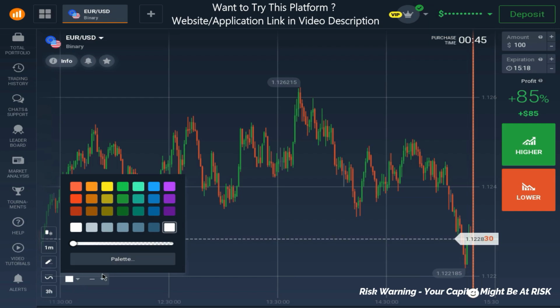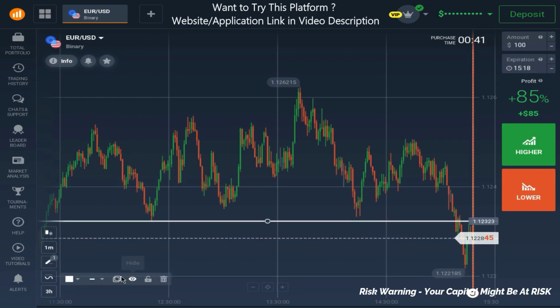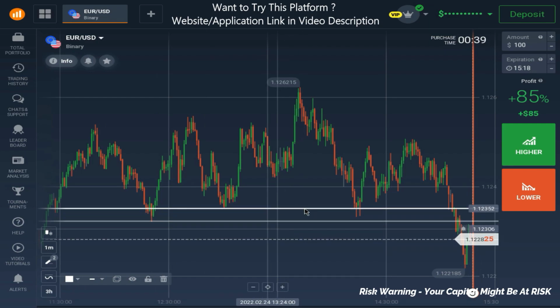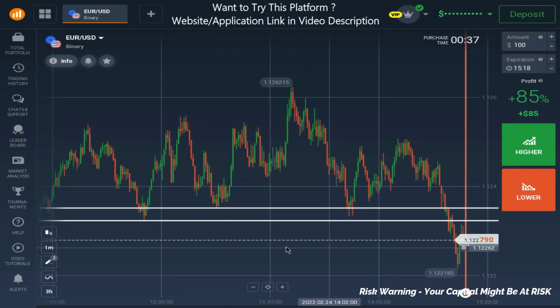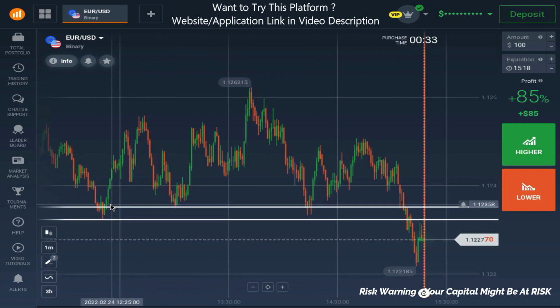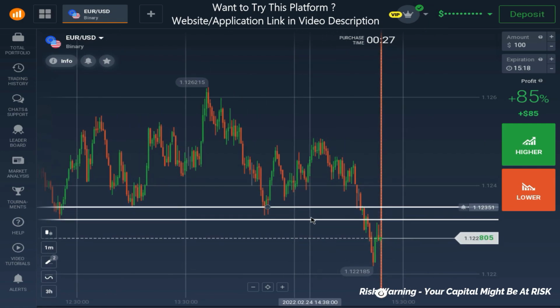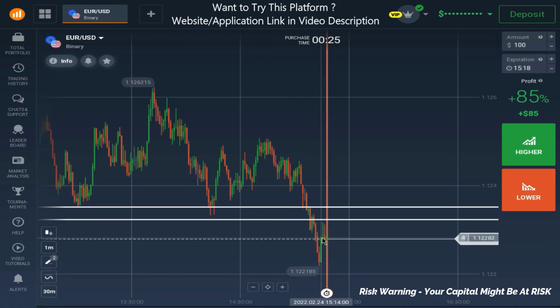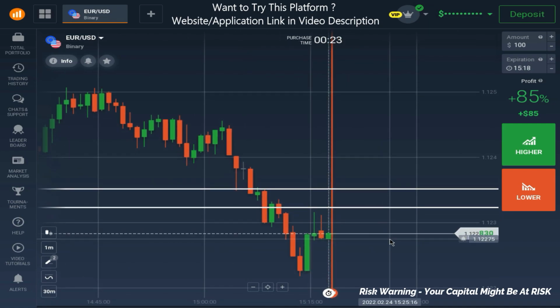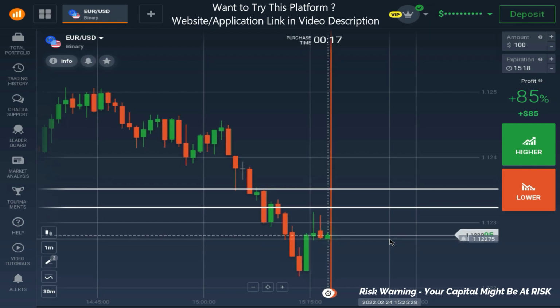Let's make it white and bold. Okay, so we have this zone of resistance. It was previously working as a good support level. You can see market respected this level 3 times, so we can expect that market is going to respect this level as a resistance. I'm not saying it is going to be 100% true, but we can expect that market will respect it. The chances are really high.